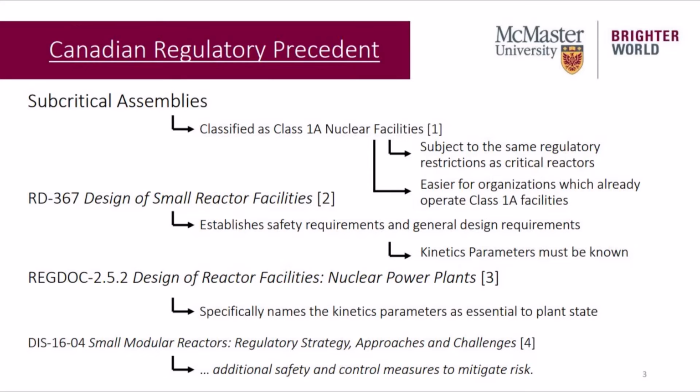Regulatory Document 367 and Reg Doc 2.5.2 give some precedent to needing to know the kinetics parameters to safely design and operate a reactor. The DIS 1604 consultation defines the problem of making a demonstration reactor as one which requires extra safety measures. Experimental data from a subcritical assembly may not only expedite the creation of a demonstration reactor, but reduce the requirement for extra safety measures.